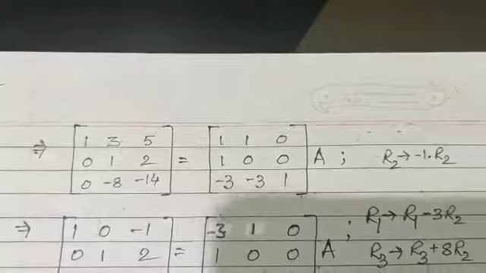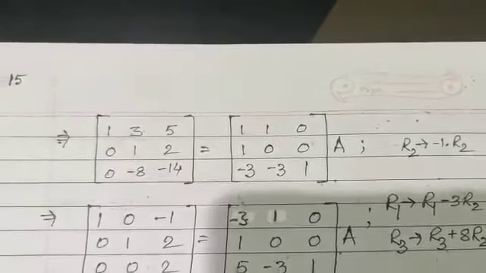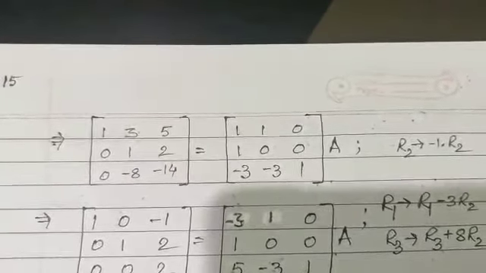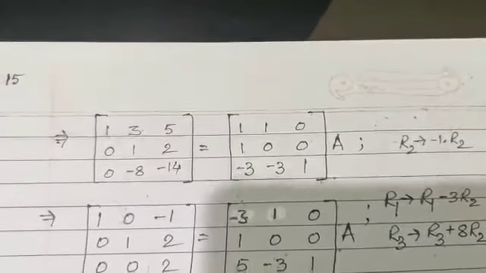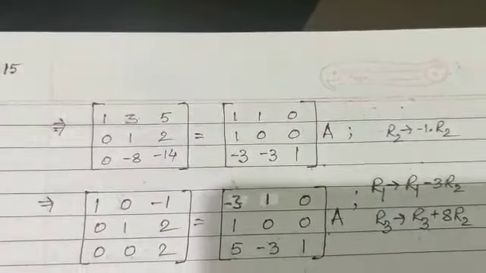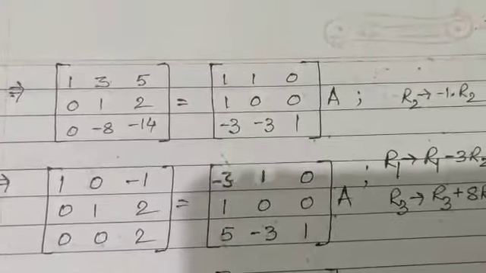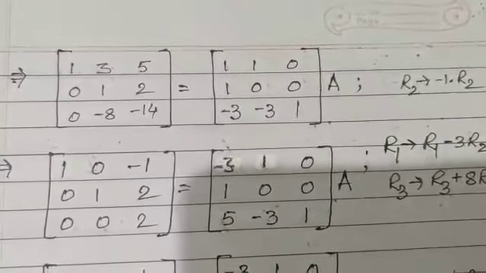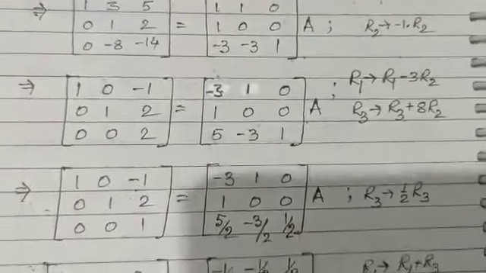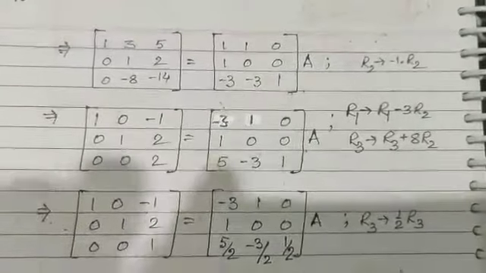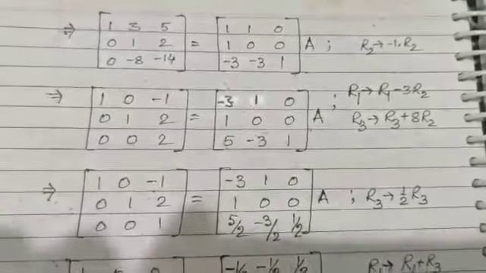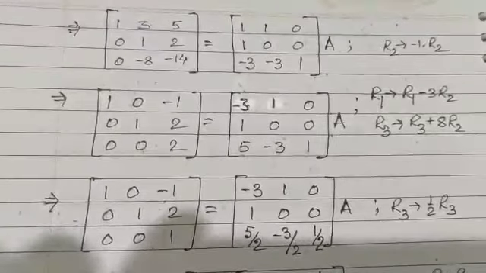Now the next step: in the second column we will make the diagonal element, that is A22, equal to 1. Here, if you see, the element was minus 1. So if we multiply the second row by minus 1, that element will be 1. So that operation is applied, R2 is minus 1 into R2. The new second row is 0, 1, 2 and the other two rows remain the same. The same operation on the right hand side gives you the second row 1, 0, 0 and the other two rows remain the same.